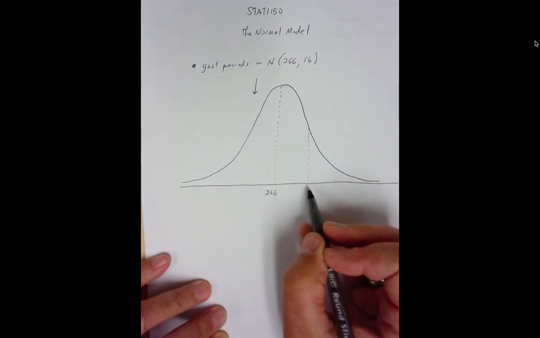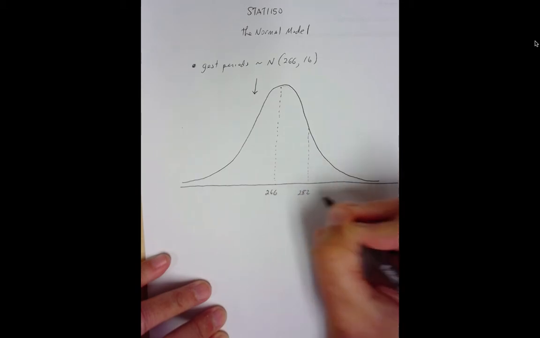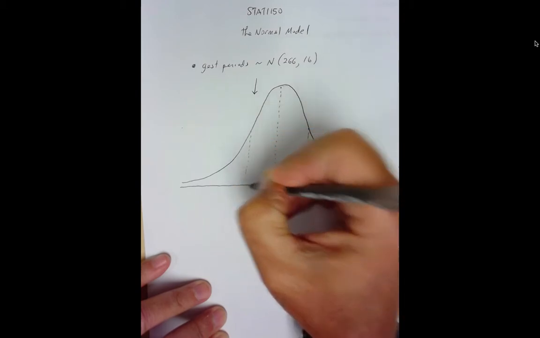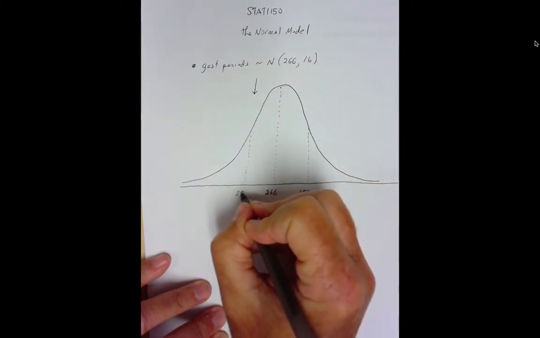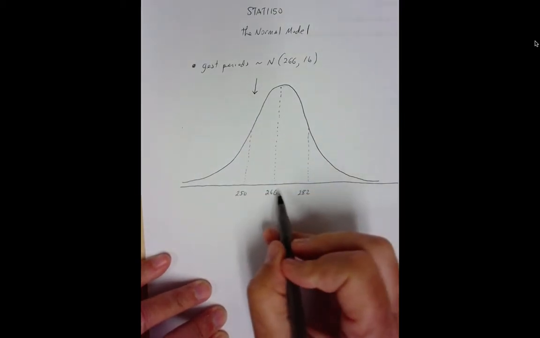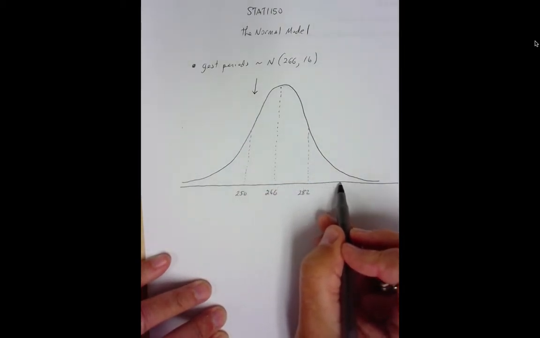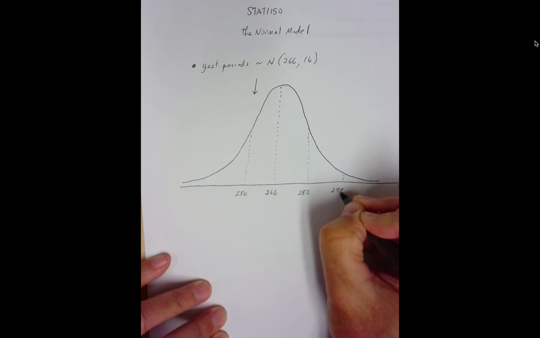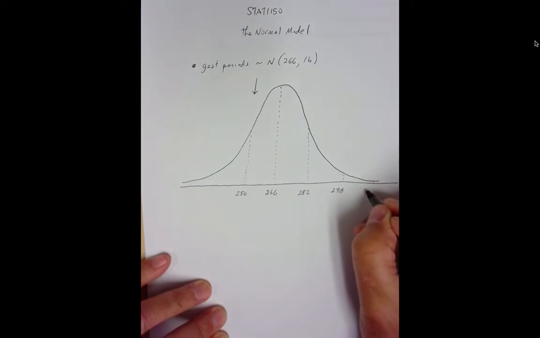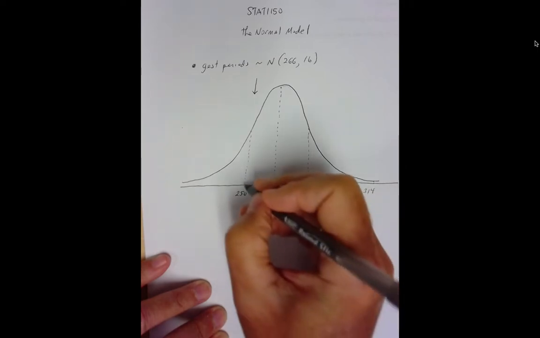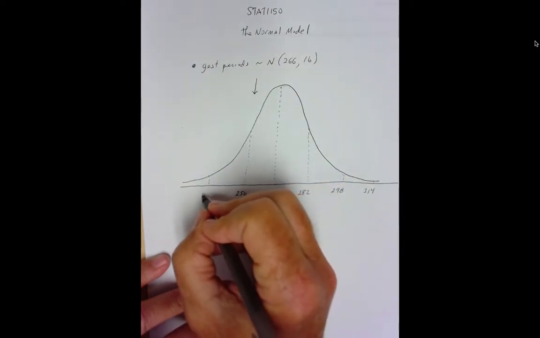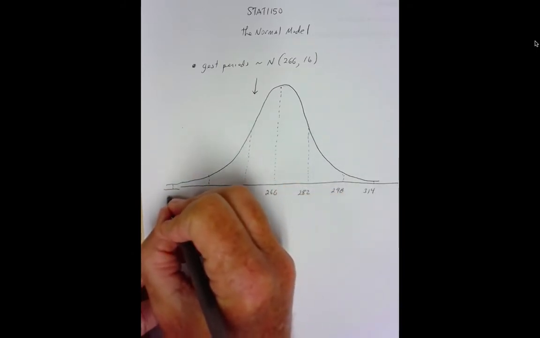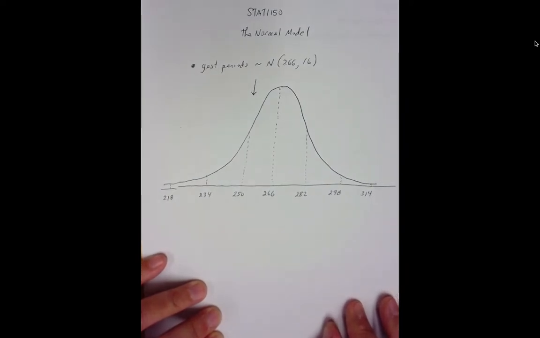So 266 plus 16 is 282. Come across, because bell-shaped, normal distributions are symmetric. Subtract 16. Now I've got this distance, so let's come up approximately that. Add another 16. And add another 16. Come down, subtract a 16. And subtract another 16. So these are all in days.